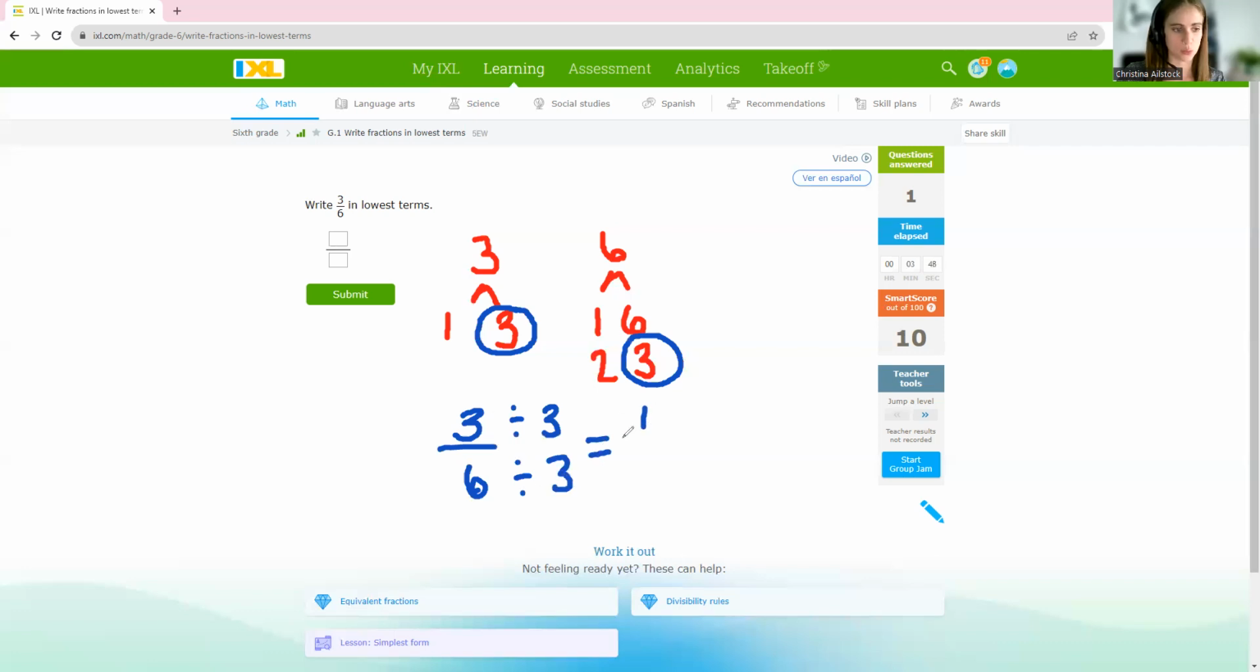3 divided by 3 is 1. 6 divided by 3 is 2, giving us the simplest form of 1/2. And because I used the greatest common factor method, I don't have to worry about double checking to make sure that there's nothing else in common because I already did that. I picked the greatest factor and divided by that, so I can feel confident that it's 1/2 and done.